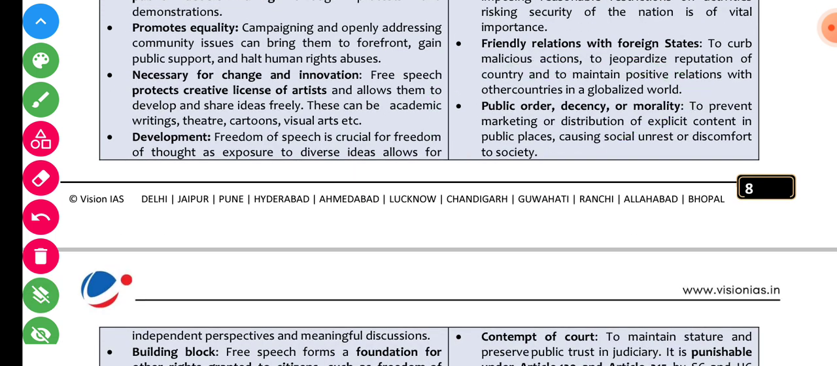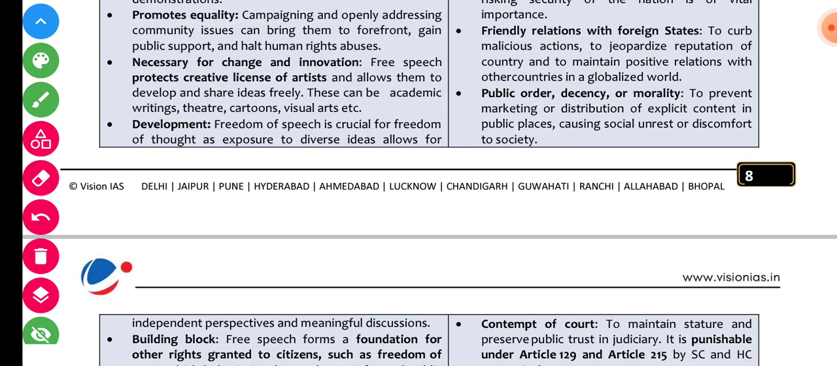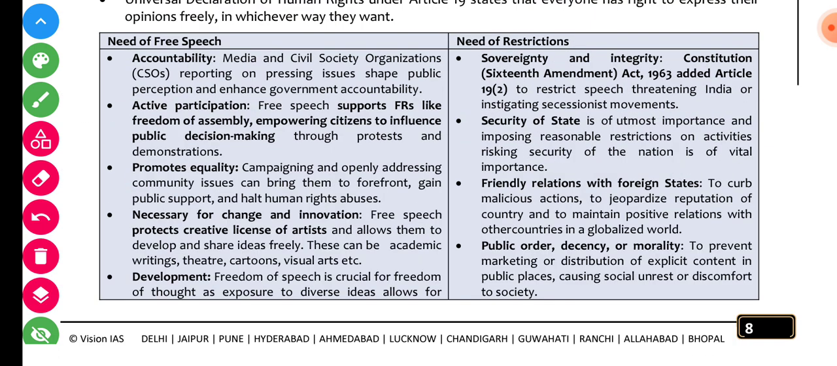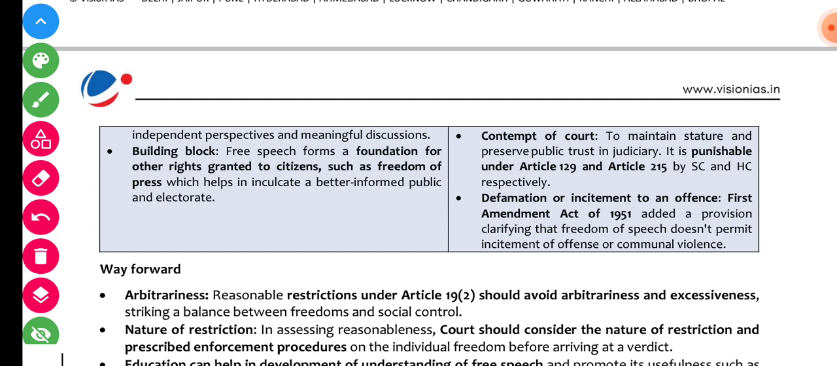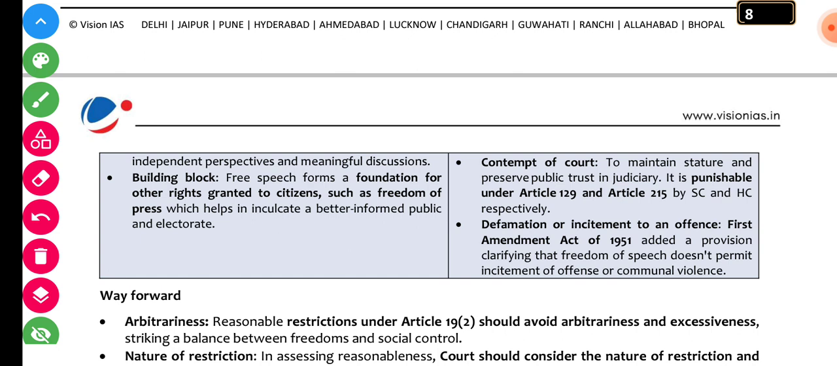There are six grounds under Article 19 Clause 2 which are reasonable restrictions, such as public order, decency or morality, friendly relations with foreign states, and contempt of court. These are the six. So: sovereignty and integrity of India, security of state, friendly relations with foreign states, public order, decency or morality, and contempt of court. And next is defamation or incitement to an offence.